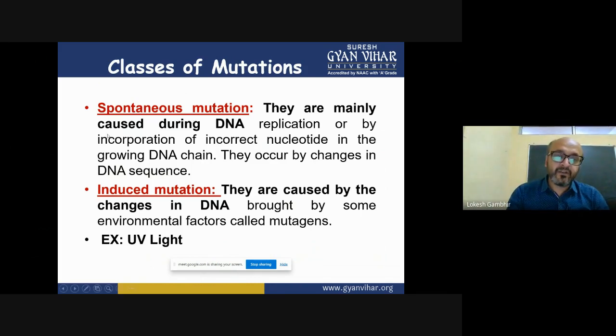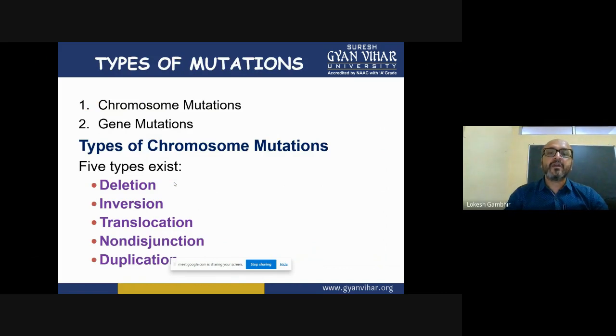Or it may be induced mutations. Induced means there is an external stimulus which has brought about the change in the DNA sequence. It can be UV light, any chemical mutagen, or other radiations like X-rays or gamma rays. When we talk about the molecular mechanism, we'll also talk about how these radiations are causing the mutation. But for now, let us talk about types of mutation.